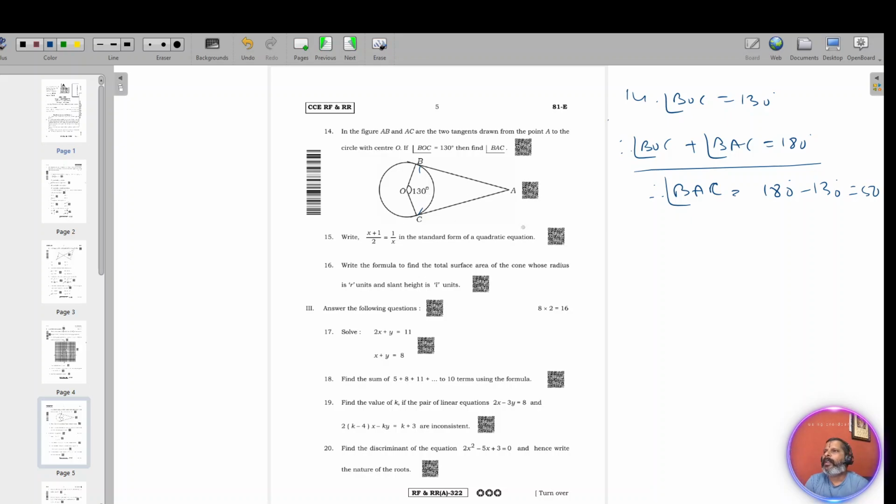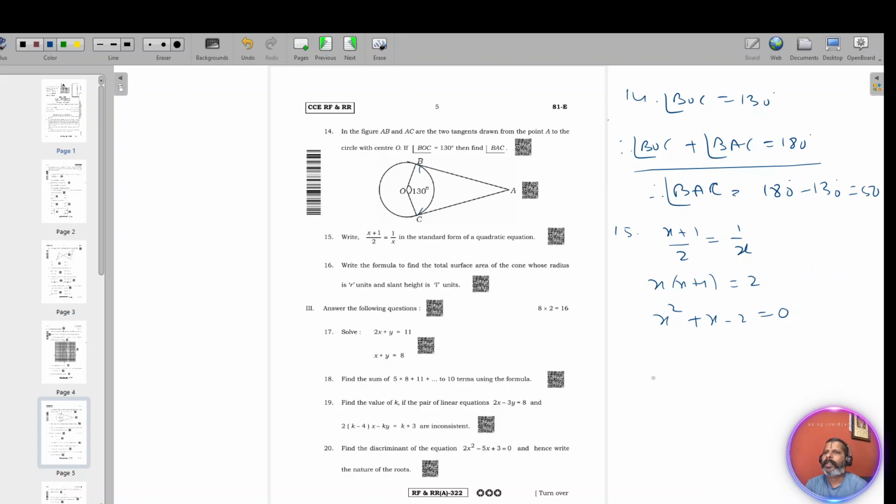Okay. Then 15th, write in the standard form of the quadratic equation. Just cross multiply and rearrange, you get it. So x of x plus 1 is, we'll write that 2 into 1 is 2, x square plus x minus 2 equal to 0 is the standard form.